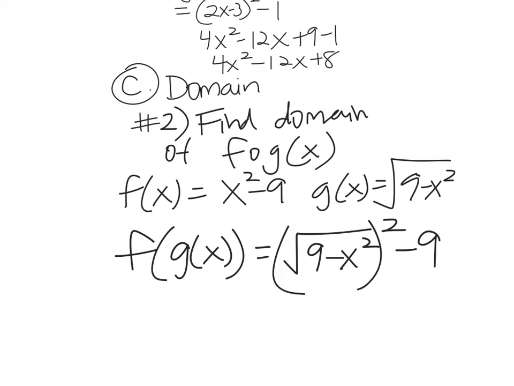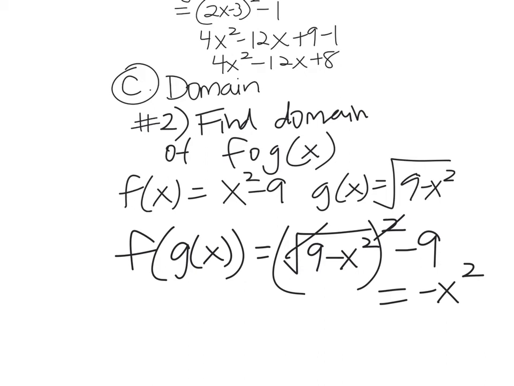But you take g of x, which is this whole radical, plug it in for this x, so then you square it, and you end up getting 9 minus 9 with a negative x squared. So your answer is negative x squared. Okay. Now the domain of negative x squared is all real numbers, but that's not going to be the domain of f of g of x. Okay, that's what makes these a little tricky.